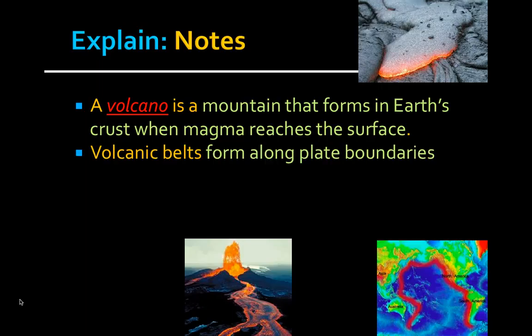Volcanic belts, or where volcanoes form, are most common along plate boundaries. Boundaries, again, are where two plates meet. The most common places where volcanoes form are at convergent or at divergent boundaries.